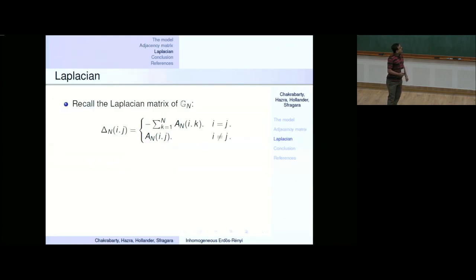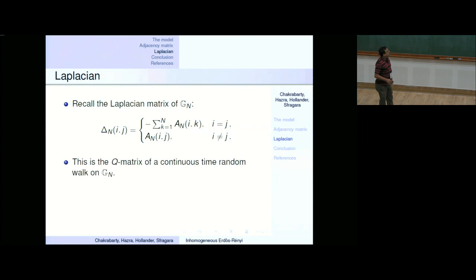Okay. So now I come to the Laplacian. Once again, the Laplacian is essentially the same as the adjacency matrix, except that on the diagonals I put a number which ensures that the row sum is 0. Row sum of the Laplacian is 0. So this can be thought of as a Q matrix of a continuous time random walk on Gn.